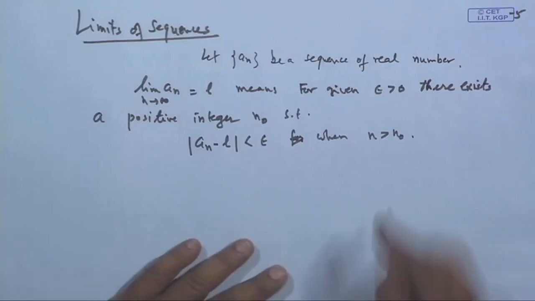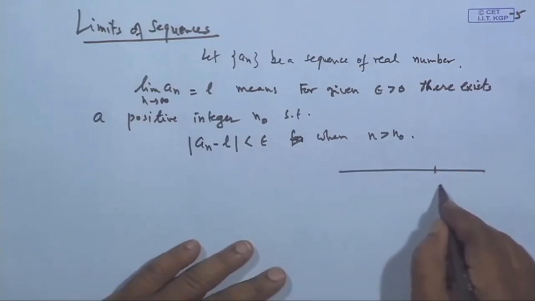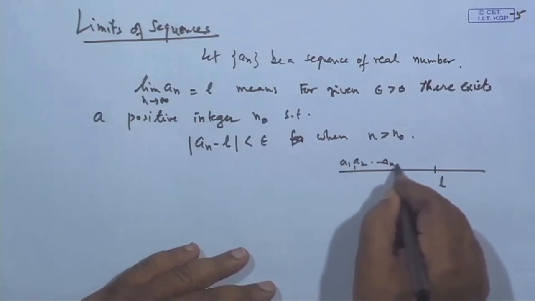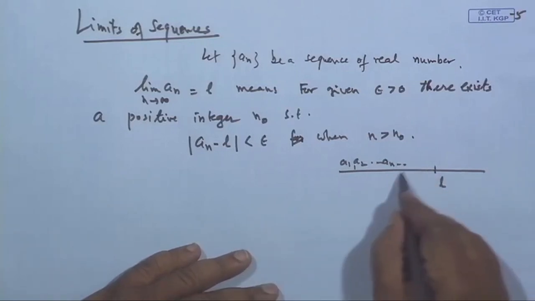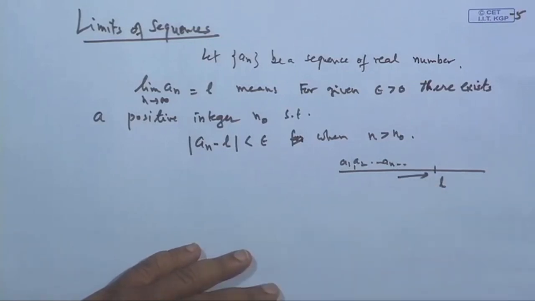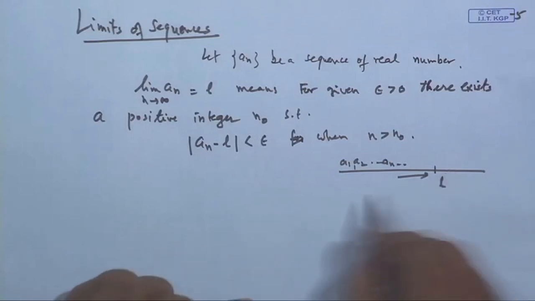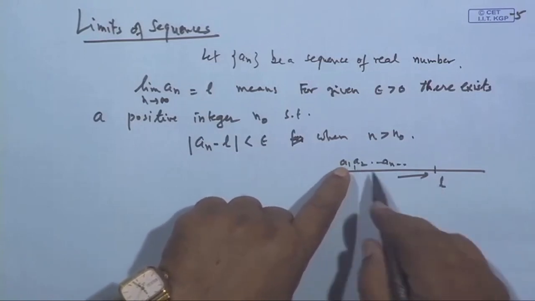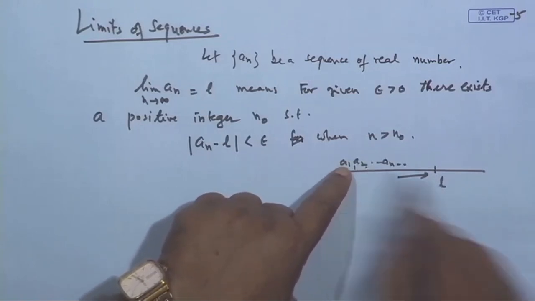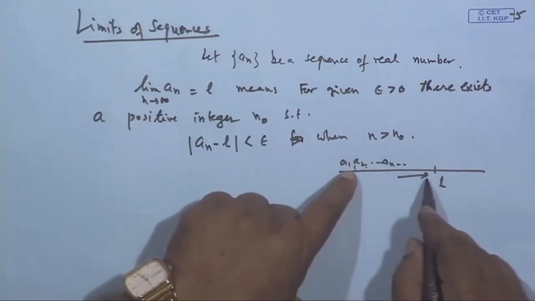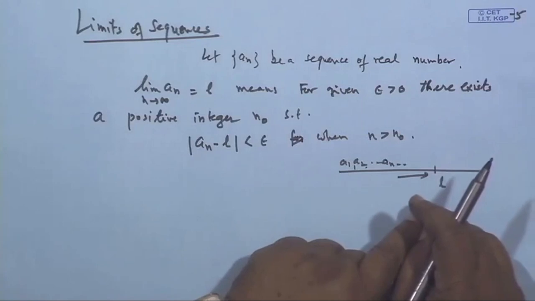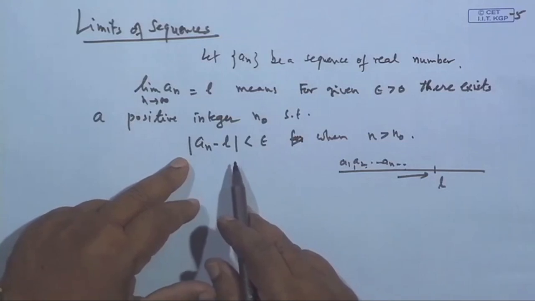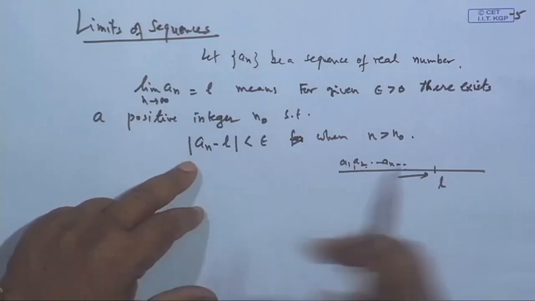The meaning of this is very clear. Suppose we have this number L and there is the sequence a1, a2, a_n and so on. We say this sequence converges to L. It means that if we find the distance of each term from L, then this distance keeps on reducing to 0, and then we say the sequence a_n converges to L. Basically, this modulus is the distance, the absolute difference between the two values.